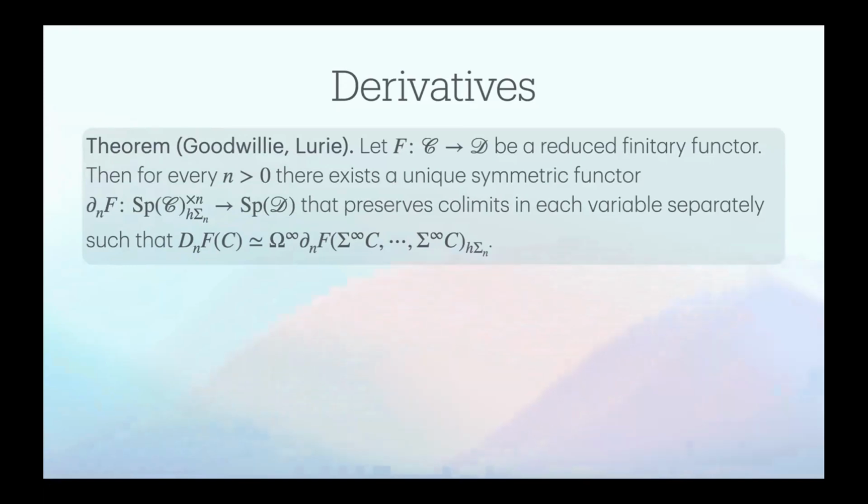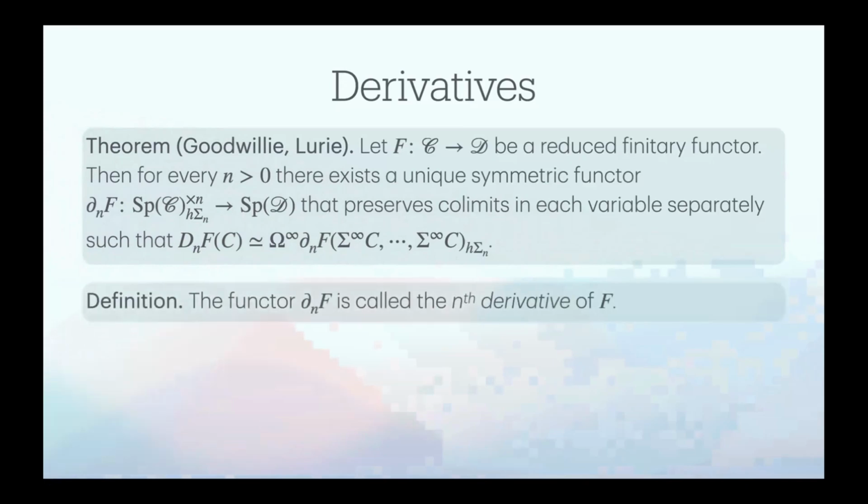So there's this h Sigma_n there, that's some kind of orbit, saying that this functor needs to be symmetric in the variables. And it preserves colimits in each variable separately. And then there's some formula like this to reconstruct the layer from that information. And this thing is what we're going to call the derivative of F.